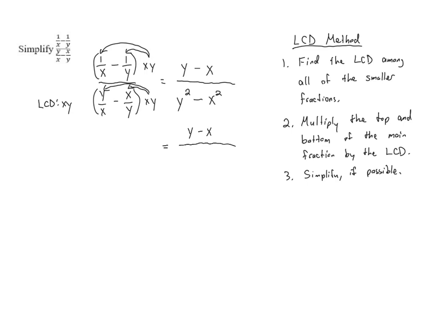y squared minus x squared is y plus x times y minus x. And at this point, we notice that there is a factor of y minus x in the top and bottom that can be canceled. Now, what's left in the top? Well, y minus x is technically 1 times y minus x, so we're left with that 1 in the numerator, and in the denominator we have the y plus x, and now everything is simplified, so we have our final answer, 1 over y plus x.